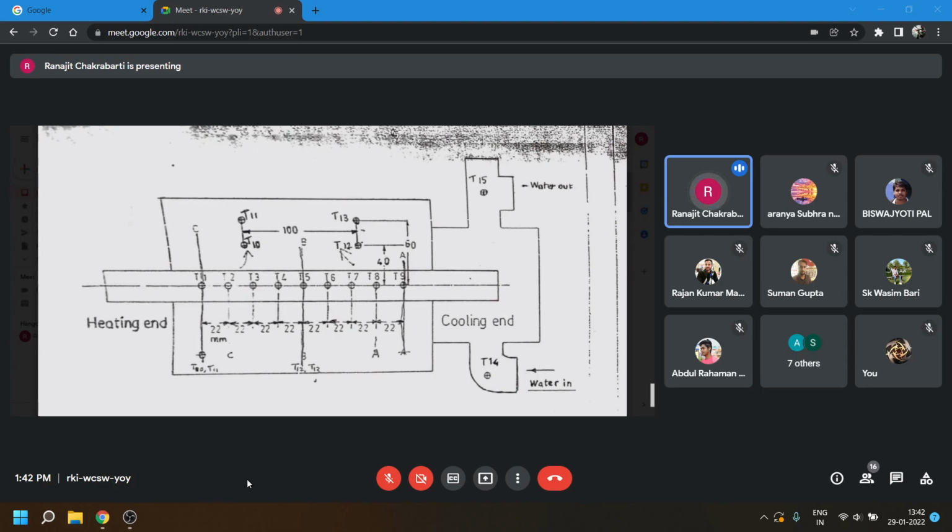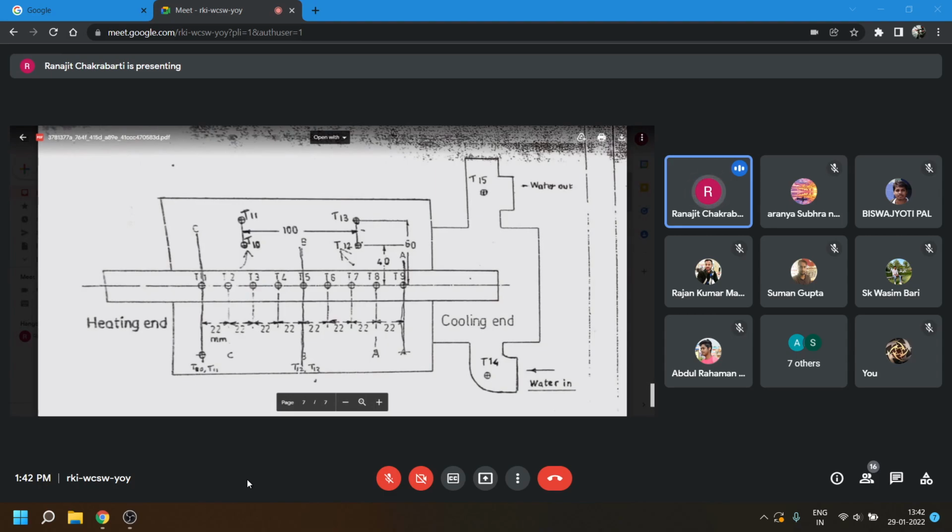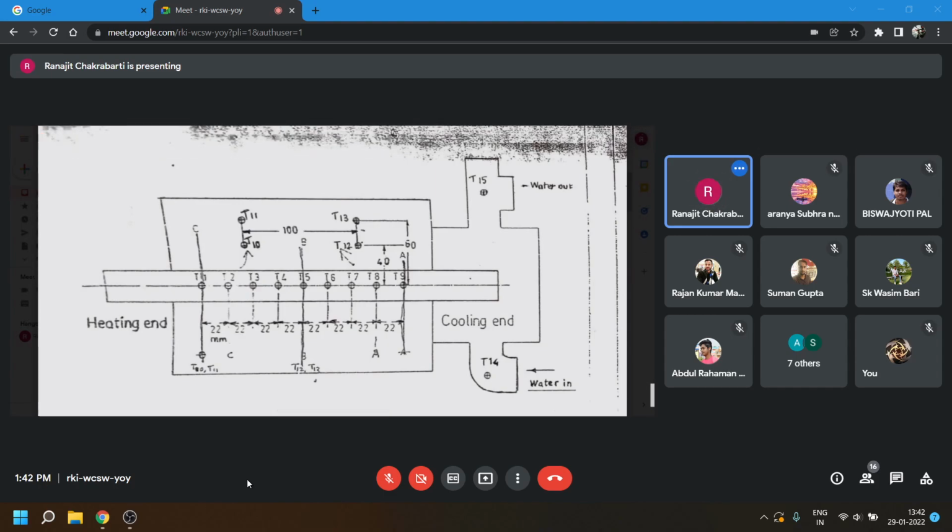Or you can say T versus Z. Let us say this is Z. I call it Z. T versus Z variation we are getting. And from T versus Z variation, we will make the gradient or slope at this point. At this point.